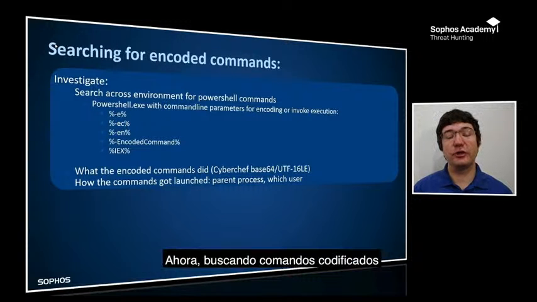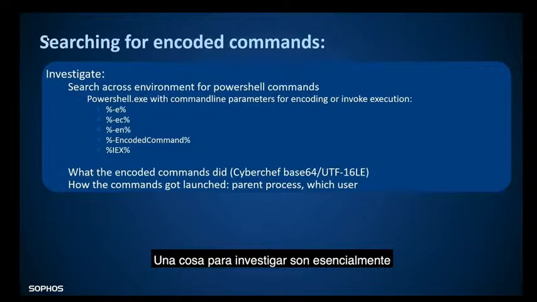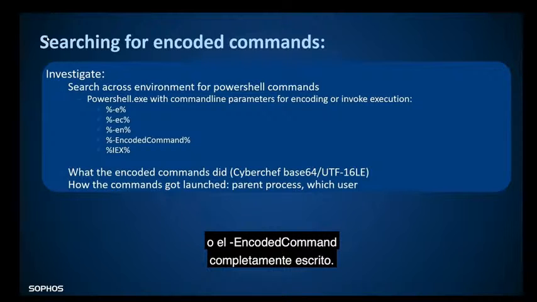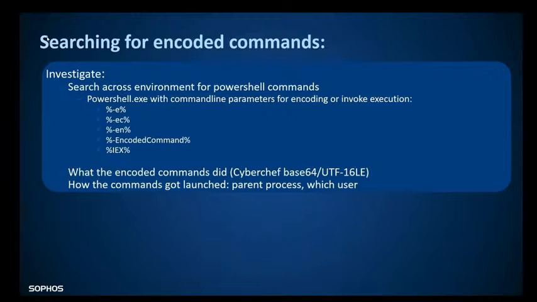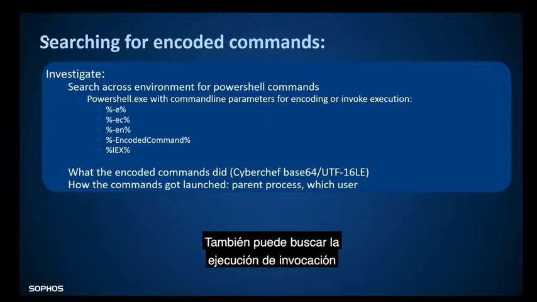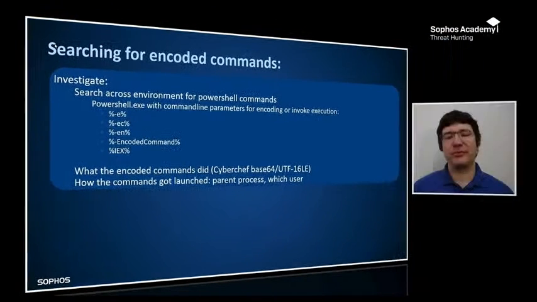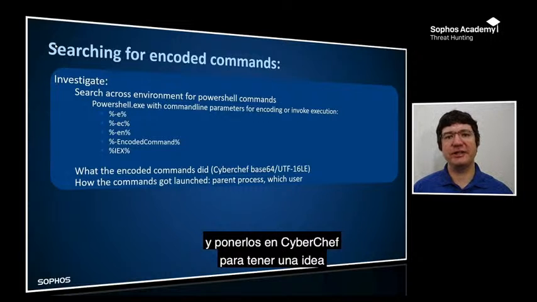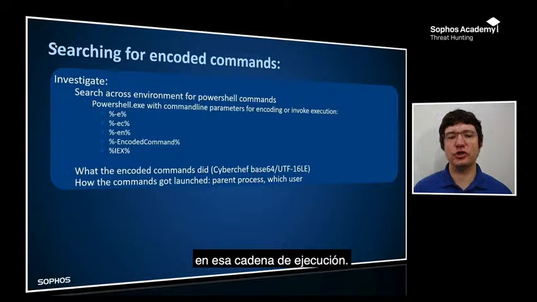Now, searching around for encoded commands, as we showed, is not that hard. One thing to investigate is essentially PowerShell commands with command line parameters that signify that the next block is actually encoded. Now, there's various ways and methods of telling PowerShell that this is done, either -e or -ec or -en, or the fully written out -encoded command. You can also look for invoking execution by looking for IEX. And then we can use those command blocks or encoded commands and put them into CyberChef to get an idea of what actually was happening in that execution chain.